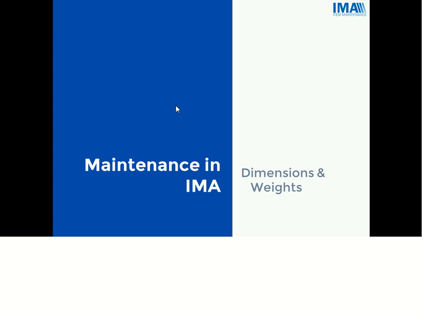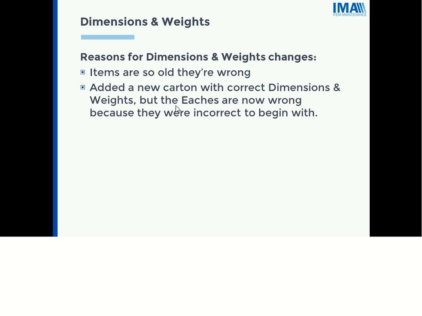Okay, we're going to go ahead and talk about dimensions and weights again. So there are a couple of reasons why you might need to change your dimensions and your weights. It could be that your items are so old that they're wrong. Maybe they were initially entered correctly, but then the product packaging changed, and so now the dimensions and weights have changed. Or maybe they just weren't entered correctly in the first place.